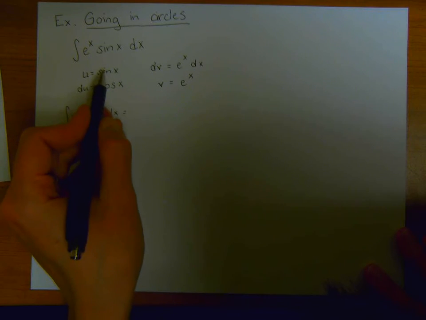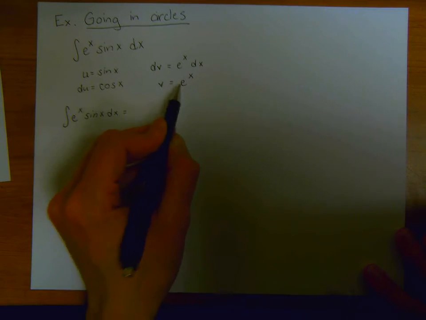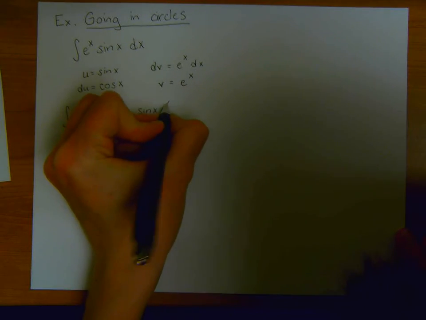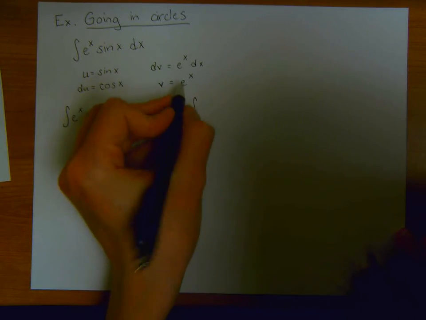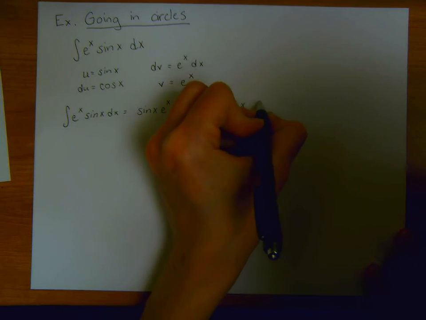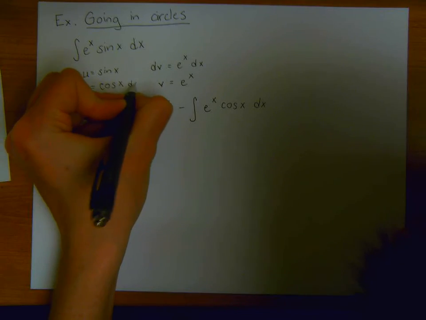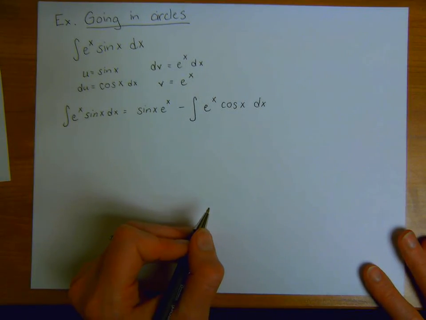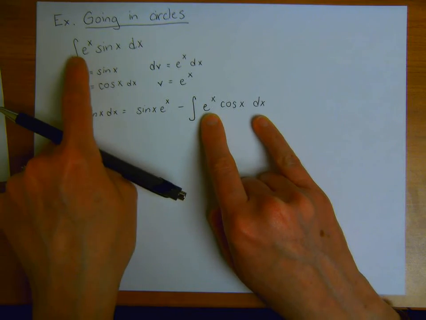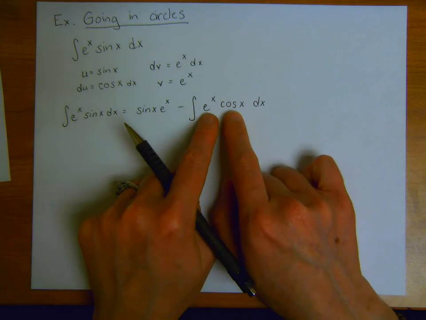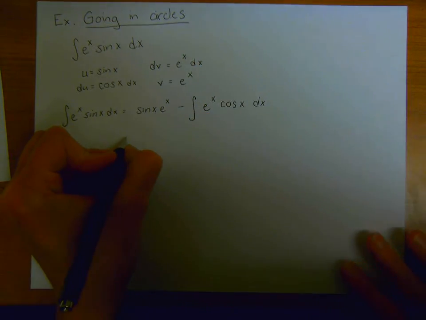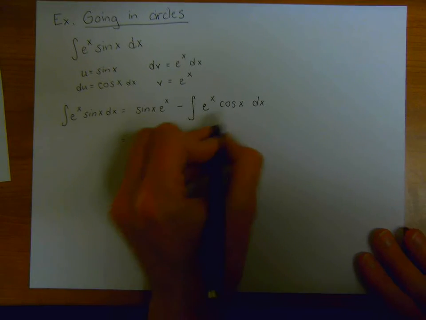to be equal to uv minus the integral of v du, and that becomes sine of x e to the x minus the integral of e to the x times cosine x dx. I forgot my dx. Well, it looks like we haven't gotten this much simpler, because e to the x sine x is pretty similar to e to the x times cosine x. This just means that we're going to have to do it again, and this is us going in circles.